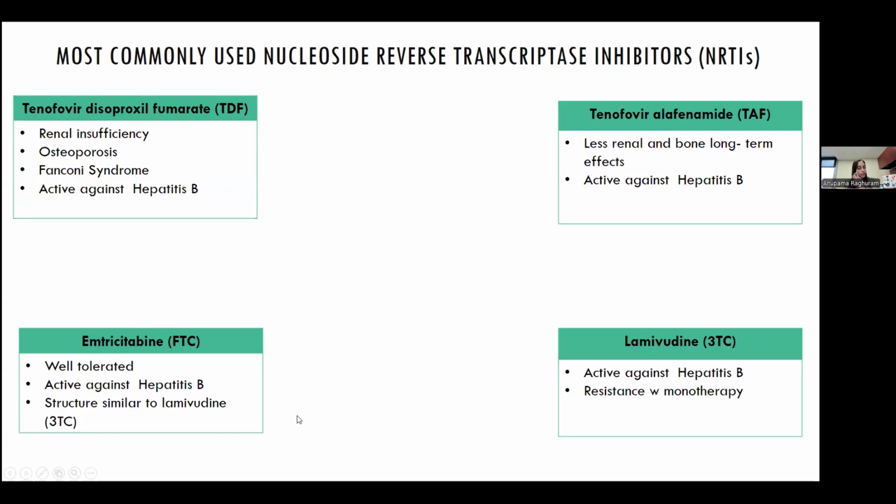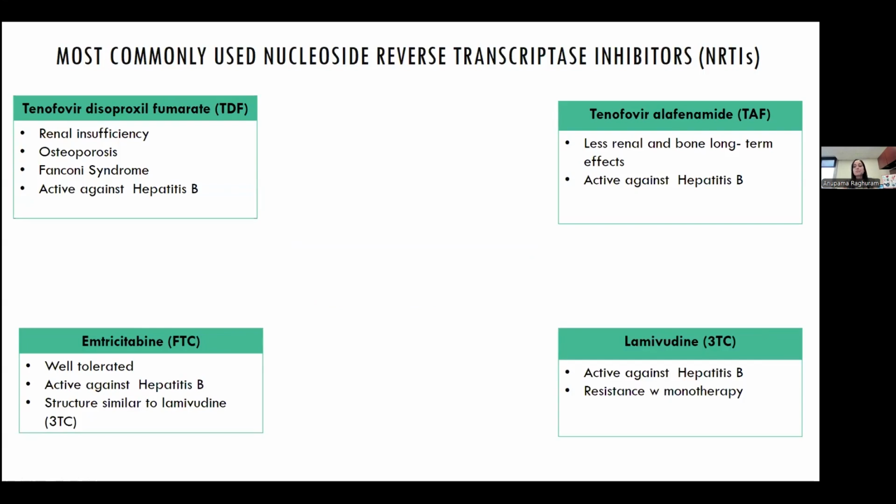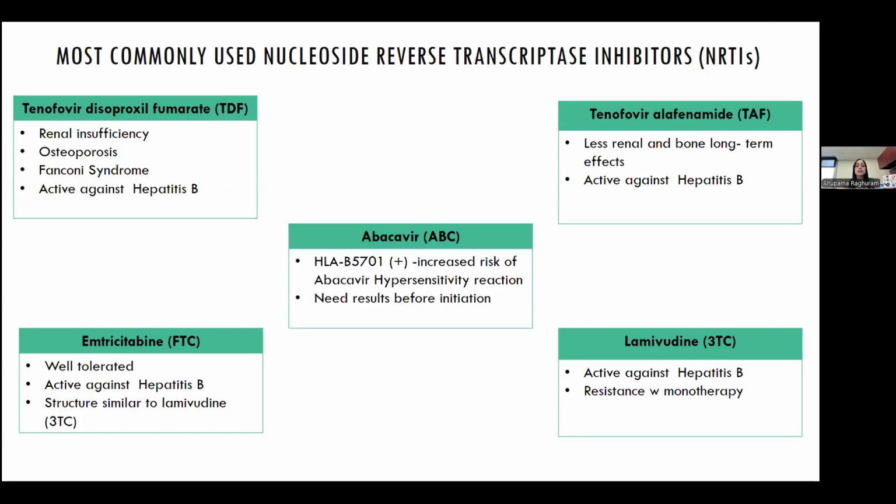And lamivudine is the last one that I will talk about. I'm sorry, the third one I will talk about. Mirror image of emtricitabine. It does not, however, come co-formulated with TDF or TAF. And it does still have activity against hepatitis B. However, you should not use it alone for hepatitis B because you can have resistance with monotherapy. And the last drug that I will talk about in this class is called abacavir.